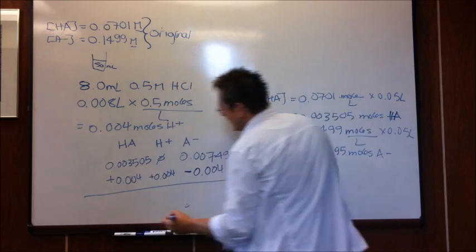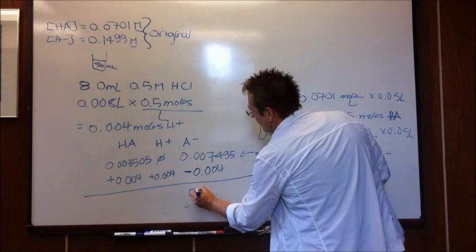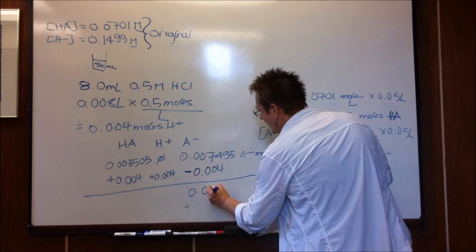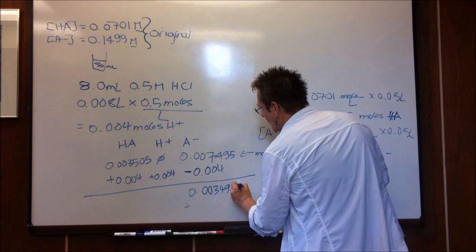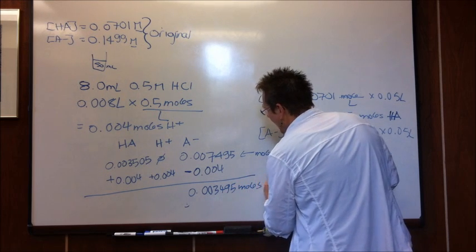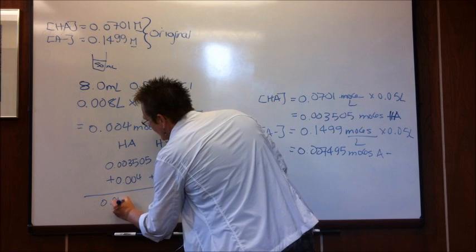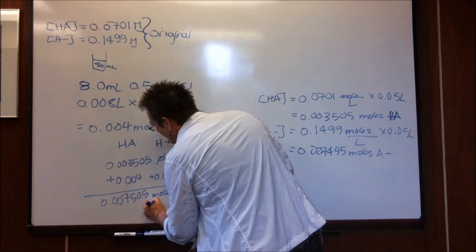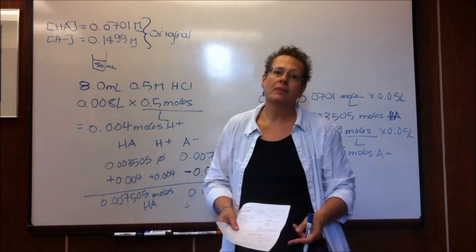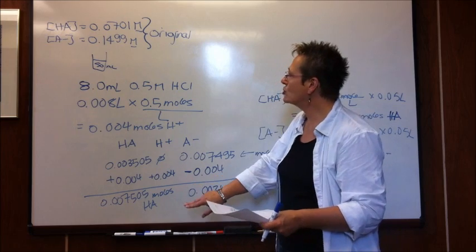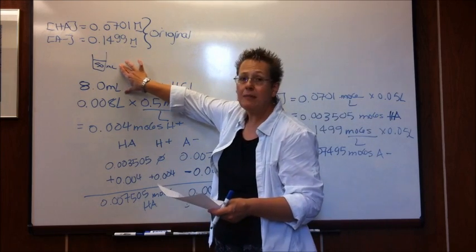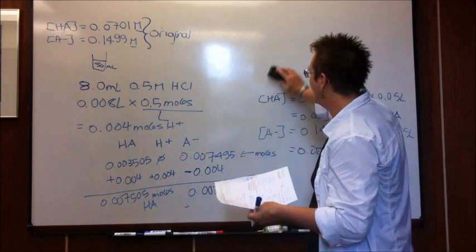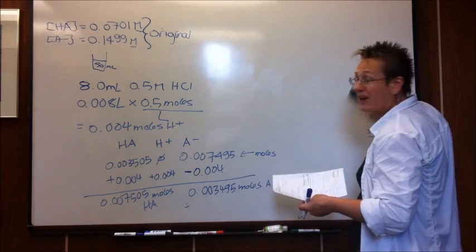So we do our sums, and we end up with 0.003495 moles of A-, and we end up with 0.007505 moles of HA. Now, at this point, there's two things you can do. You can calculate the new concentration. The volume would be 58 mils. But it turns out because we're going to put them in Henderson-Hasselbalch and they will be a ratio, the volumes will cancel out. So generally speaking, I don't bother to do that.